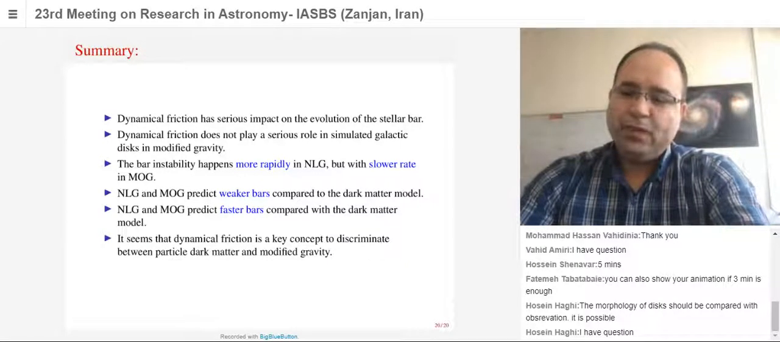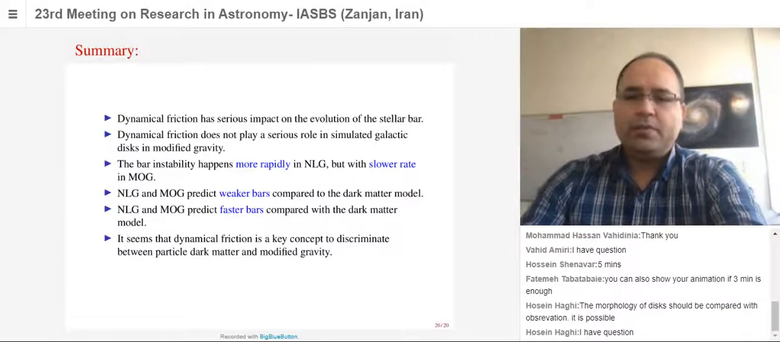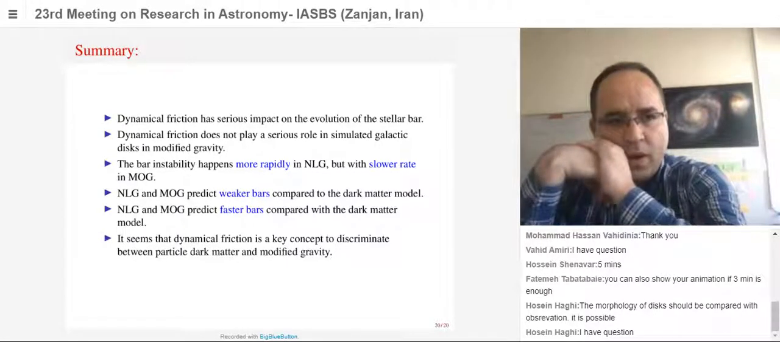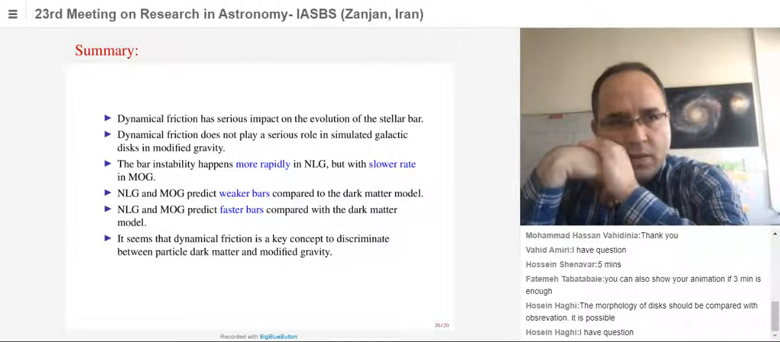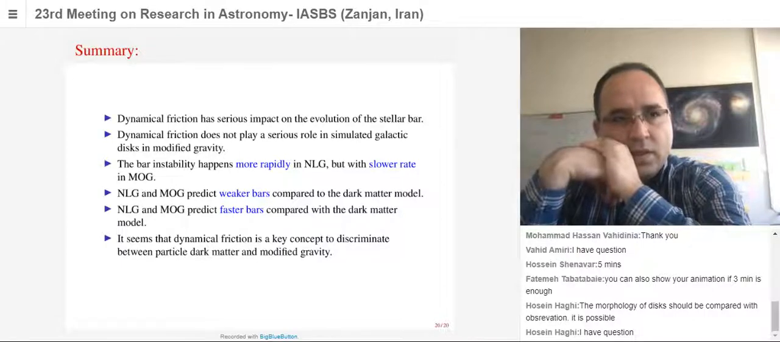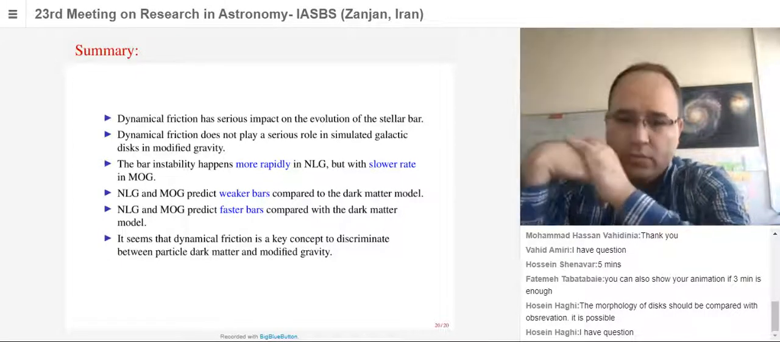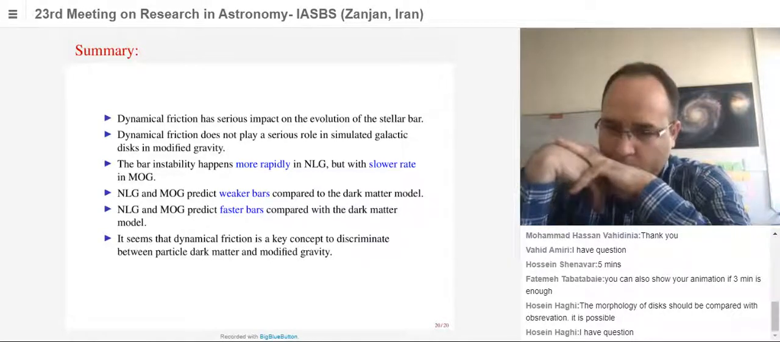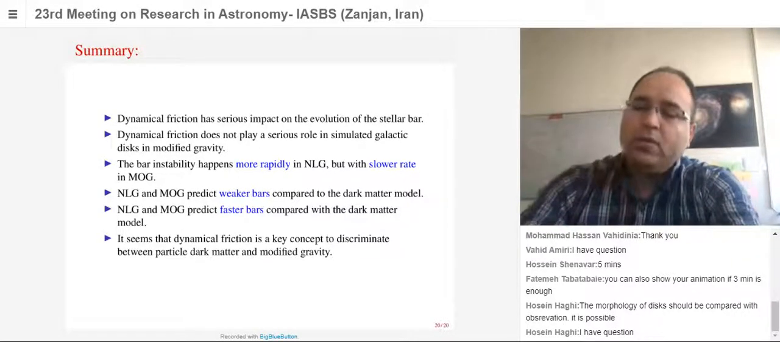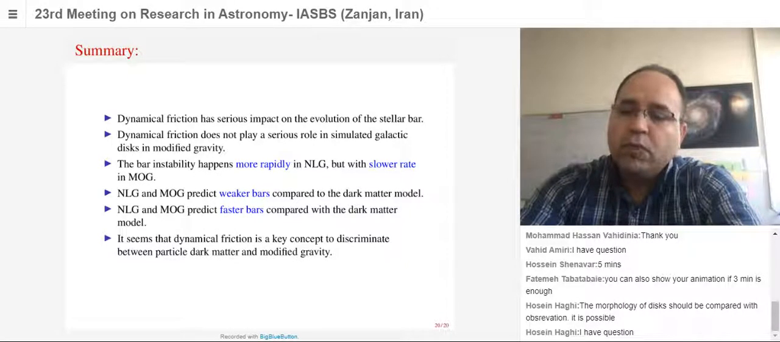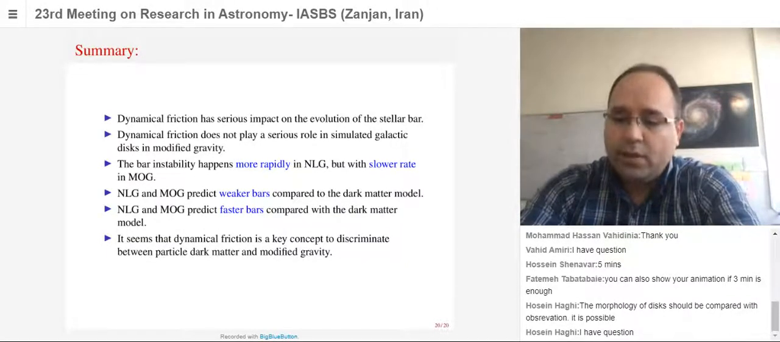Actually, I have two comments instead of a question. One is regarding the list of the consequences of mass segregation. I would add the formation of a dark subsystem, a black hole subsystem. This is also a consequence of mass segregation, and it can be interpreted as an IMBH, for example. Because of mass segregation, a subsystem of black holes is formed in star clusters. It is confirmed by simulation, but not yet by observation.